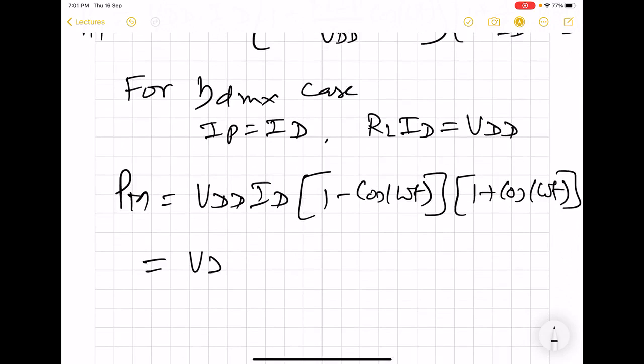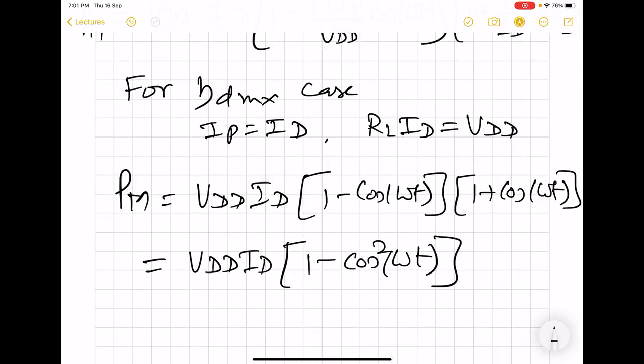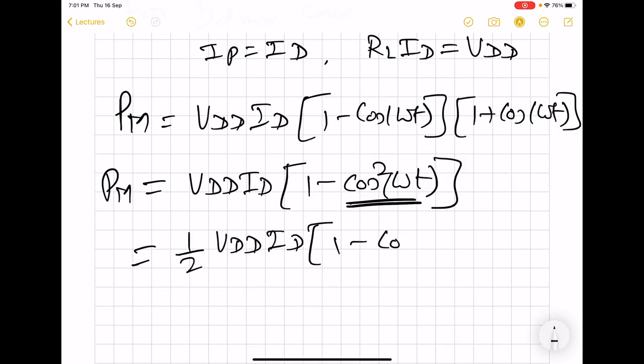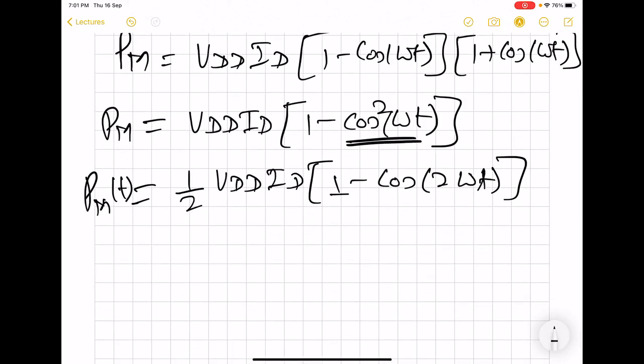So this will simplify to VDD ID into 1 minus cos square omega t. And we can expand this. So this will become 1 by 2 VDD ID into 1 minus cos 2 omega t. So keep in mind, this is the instantaneous power consumed by the MOS when it is being operated for the maximum efficiency.